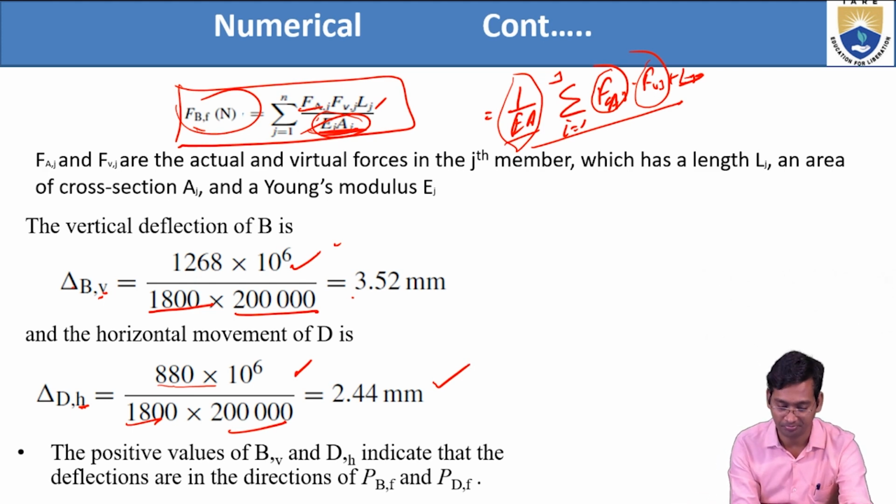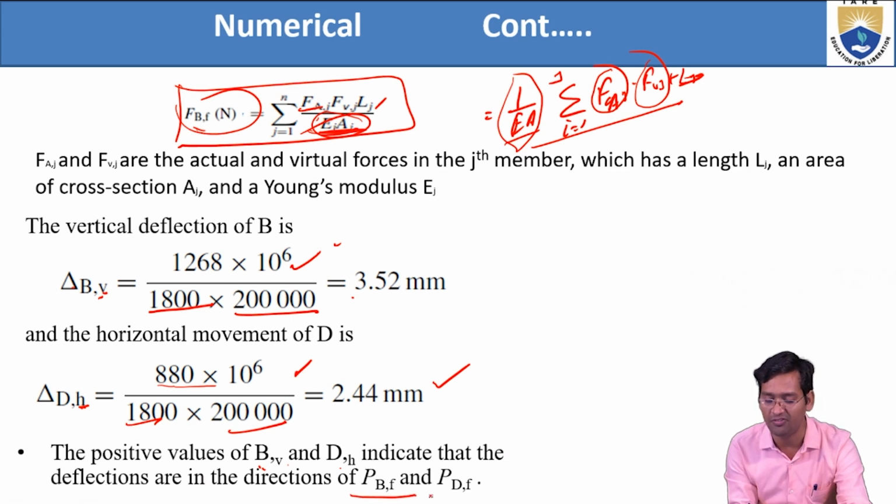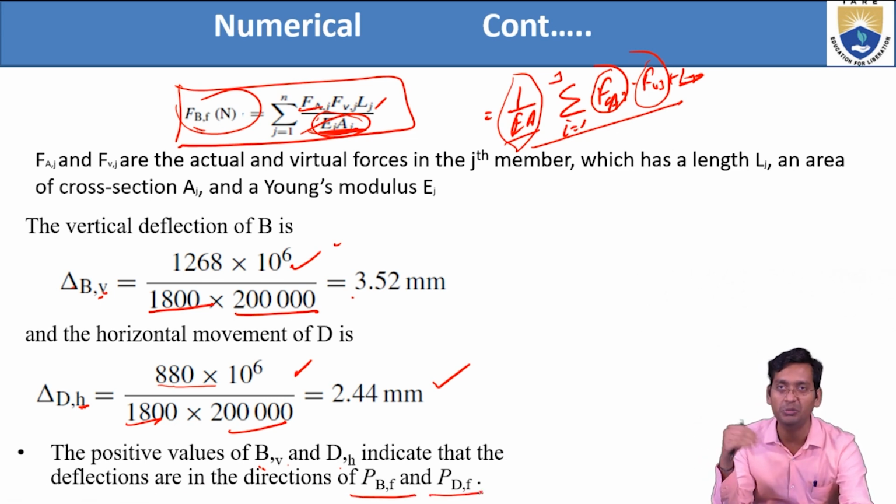So see here, the positive values of delta B vertical and delta DH, that is, vertical deflection at B and horizontal deflection at D, indicate that the deflections are in the direction of PBF and PDF. Means whatever the direction in which PBF and PDF are acting, in the same direction the deflection occurs.